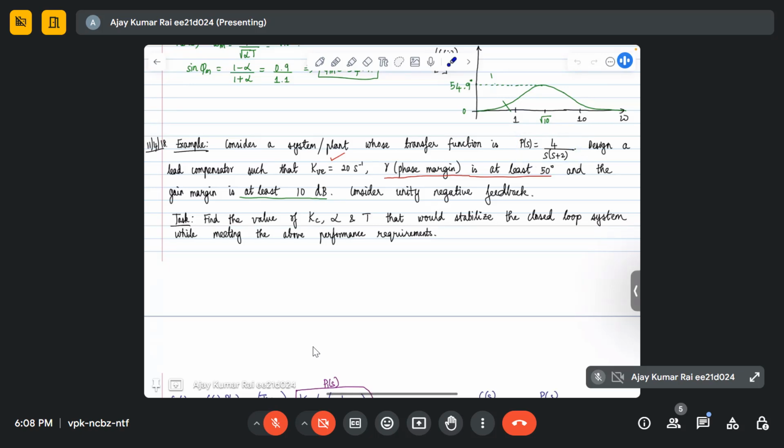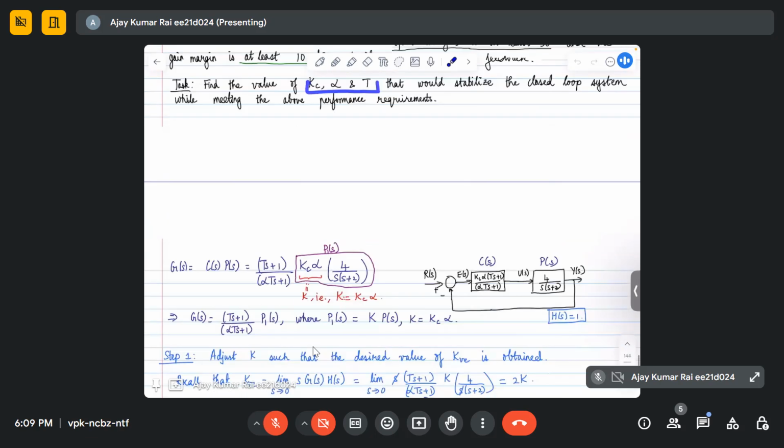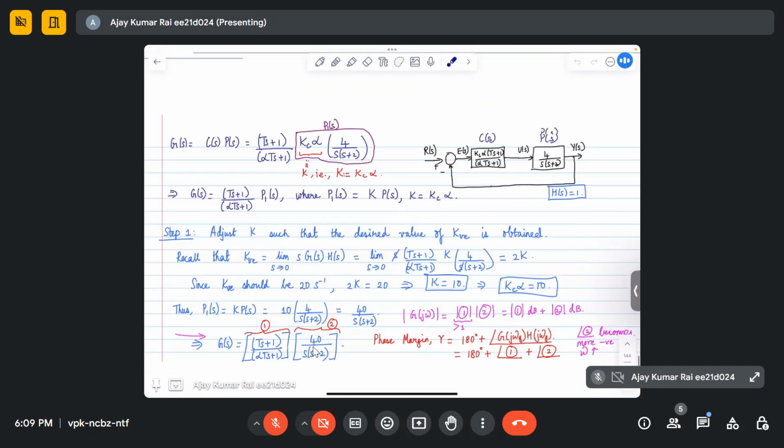In this transfer function, it's a type 1 transfer function which was given. We were asked to find the lead compensator transfer function. Some specifications are given for the open loop transfer function: it should have a velocity coefficient as given, we need a phase margin of at least 50 degrees, and the gain margin should be as given. Based on that, we have to find Kc, alpha and T. So this is how we proceed, right?